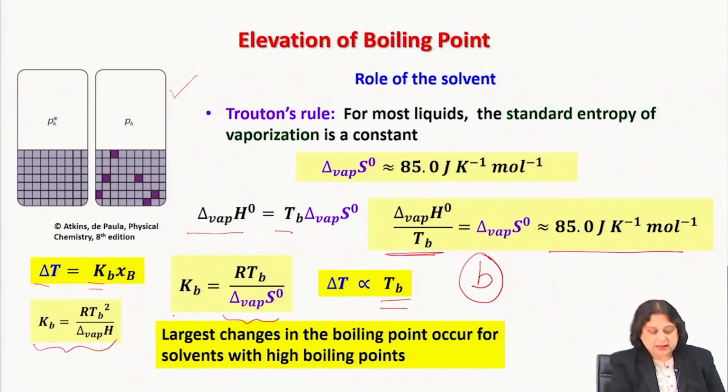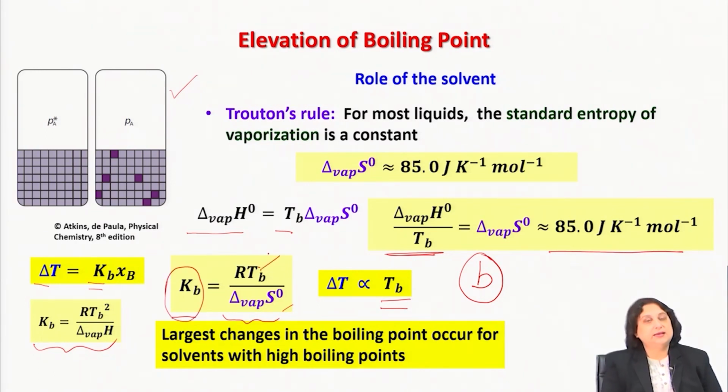Now look at what Kb is. Kb depends on Tb as well as this quantity. And the standard entropy of vaporization is a constant across a wide range of liquids. Therefore, Kb would be higher if Tb is higher. Now, what is Tb? That is the boiling point of the solvent. Therefore, I will have a larger value of delta T if the boiling point of the solvent is higher.